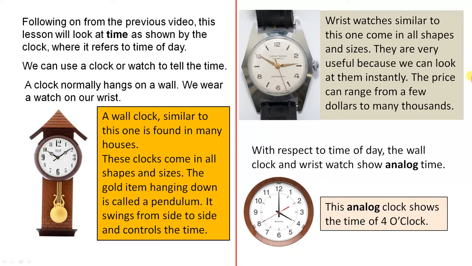Wristwatches similar to this one come in all shapes and sizes. They are very useful because we can look at them instantly. The price can range from a few dollars to many thousands. With respect to time of day, the wall clock and wristwatch show analog time. This analog time shows the time of 4 o'clock because the large hand is on the 12 and the small hand is on the 4.